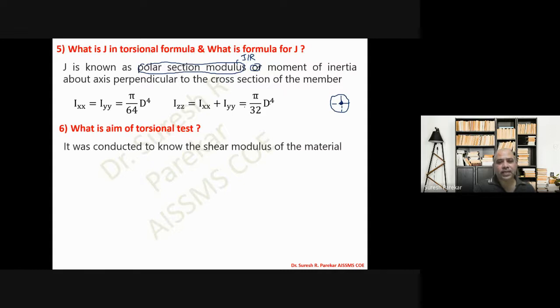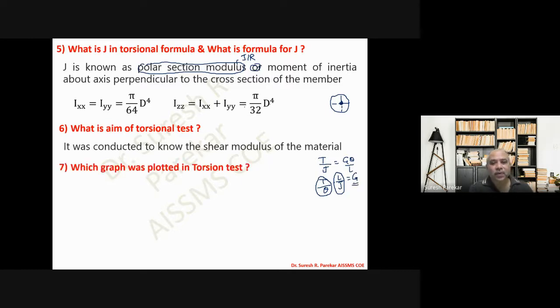What is the aim of the torsional test? It was conducted to know the shear modulus of the material. We are going to perform this test for the shear modulus of the material. From the formula T by J is equal to G theta by L, we get T by theta into L by J equal to G. This T by theta we take from the graph which we plot of torsion against twist. L and J are constant for a cross section, and G is the shear modulus.